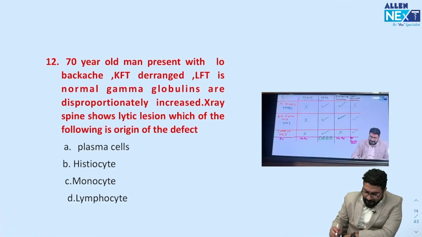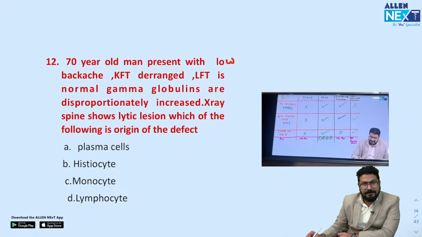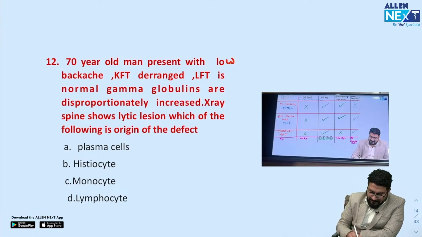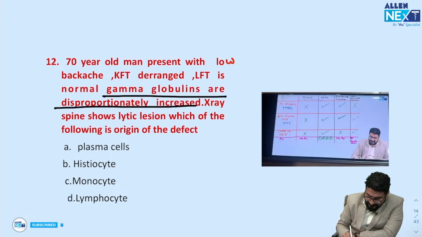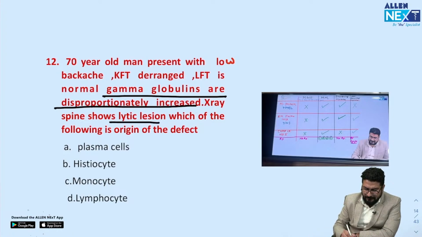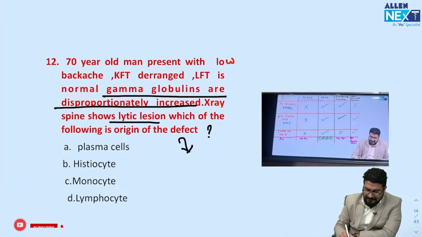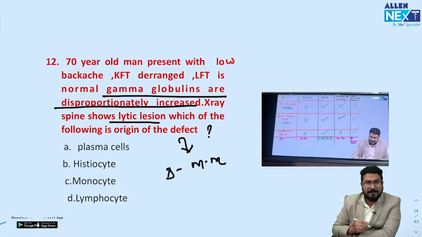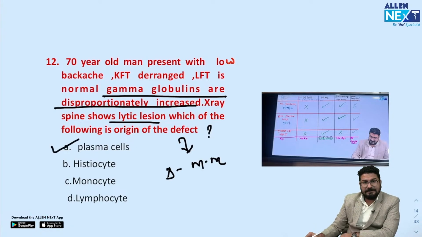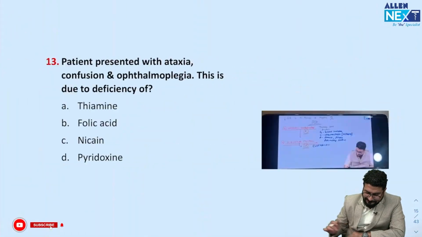Moving to next one, the 70-year-old man presents with low backache. KFT is deranged, LFT is normal, gamma globulins are disproportionately increased, X-ray spine showing lytic lesion. So what is the origin of defect? Understand this, the diagnosis is clear. It's a case of multiple myeloma, a tumor of plasma cells. So basically they're asking what is the site of defect. Remember, multiple myeloma is a tumor of plasma cells.